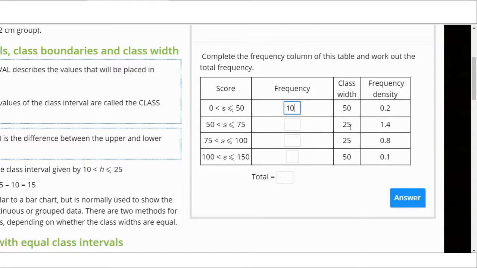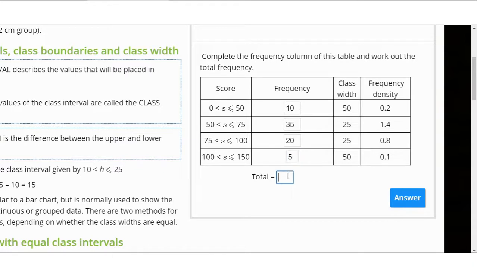And again, we multiply 25 by 0.4. So how many? 25 times 0.4 is 10. So 10, 35, right? Is 35. 25 times 0.8. So it should be 20. 50 times 0.1, it should be 5.